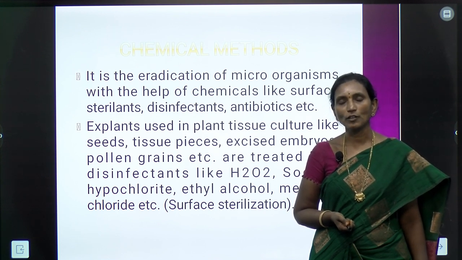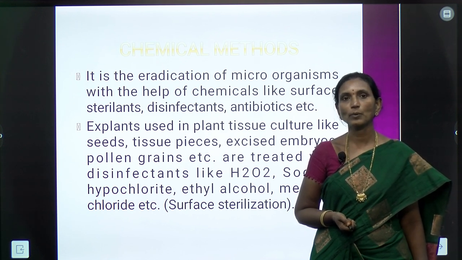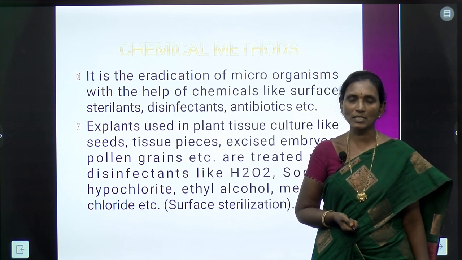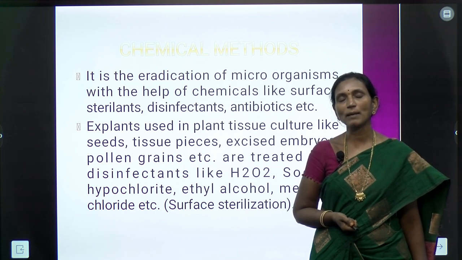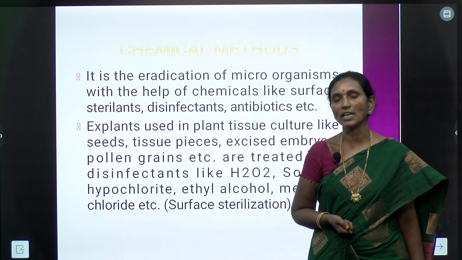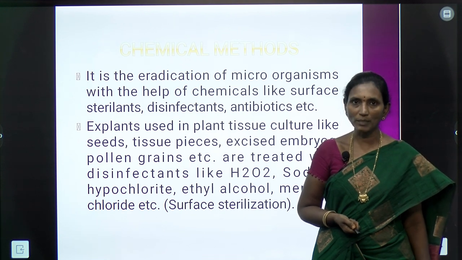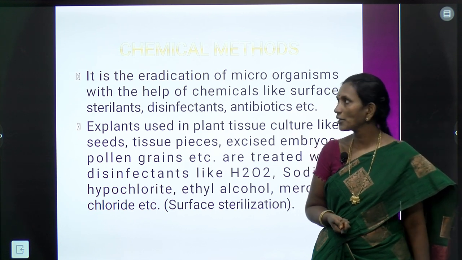We use different types of explants in tissue culture like root tips, shoot tips, leaves, anthers, pollen, ovule, ovary, embryo, seeds, etc. Any part of the plant, or even single cells, can be taken for plant tissue culture. Sometimes protoplasts also will be taken. As they are excised from the plants and microbes may be present on these explants, we have to sterilize the explants. So, for sterilizing the explants, we use different types of chemicals. These chemicals may be surface sterilants, disinfectants, antibiotics, etc.